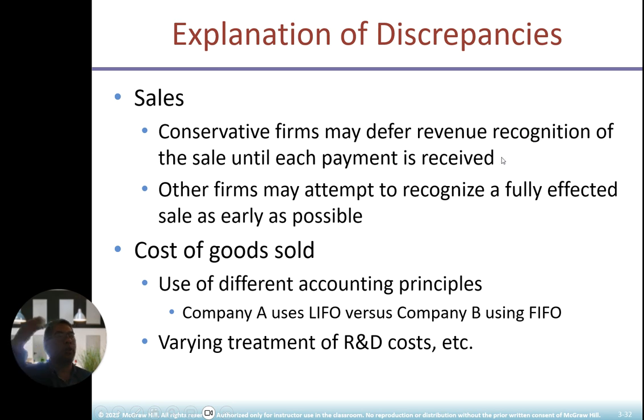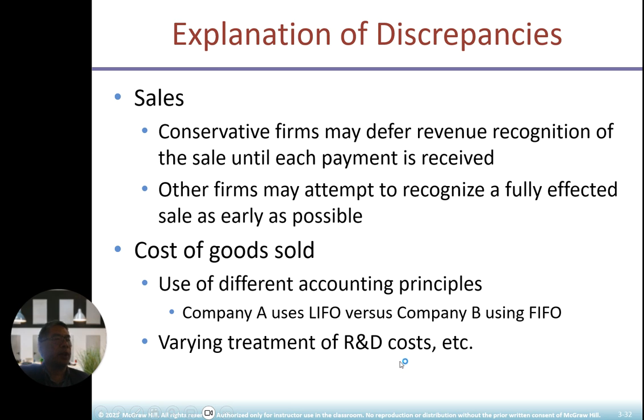So there are two extremes. One on the left side is too conservative, the other is too aggressive. At the end of the day, you need to follow IFRS, the International Financial Reporting Standards, and recognize revenue and expenses as they happen. Cost of goods sold can use different accounting principles, a company using LIFO versus a company using FIFO. In North America, LIFO was acknowledged in the old days, but now it is no longer allowed. Only FIFO, moving average, and specific calculation are used. So guys, LIFO is no longer allowed here.